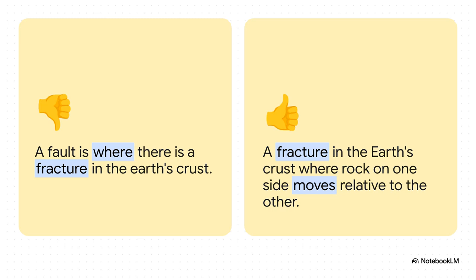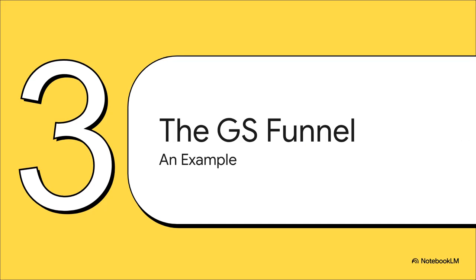For instance, a weak definition might just say, a fault is where there's a fracture in the Earth's crust. It's fine, but it's pretty vague. Now check out the strong version. A fault is a fracture in which the rock on one side moves in relation to the rock on the other. See that? Adding those distinguishing features creates instant precision. It sounds authoritative.